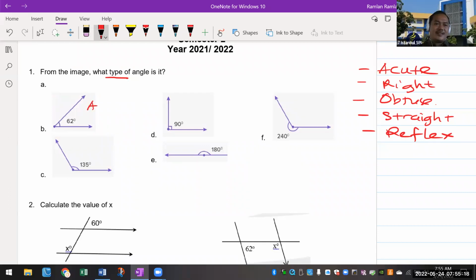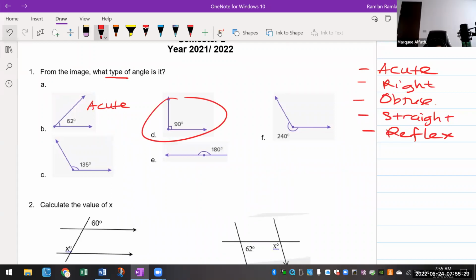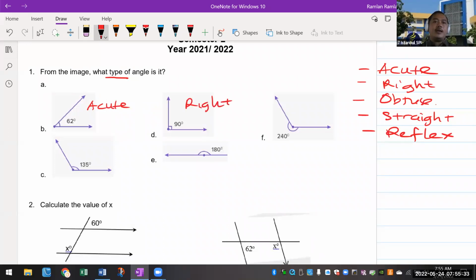Acute, yes it is acute, because it's less than 90 degrees, between 0 and 90 degrees. Okay, good. Next, Kiko, how about this one? Right. Very good, right angle, because it's exactly 90 degrees. Okay, next, Aziza, this one.